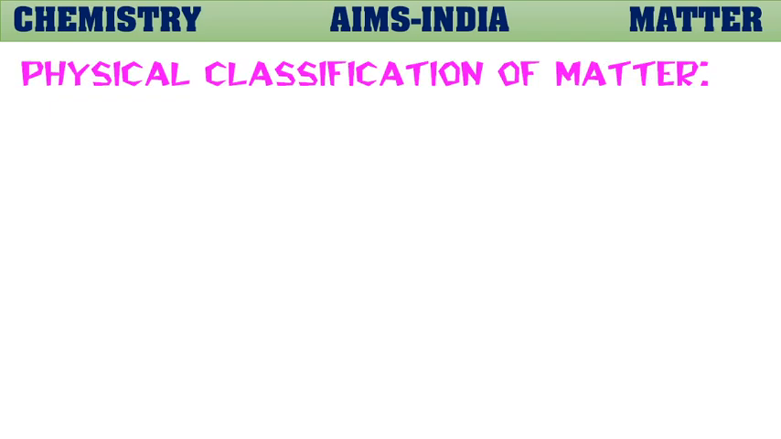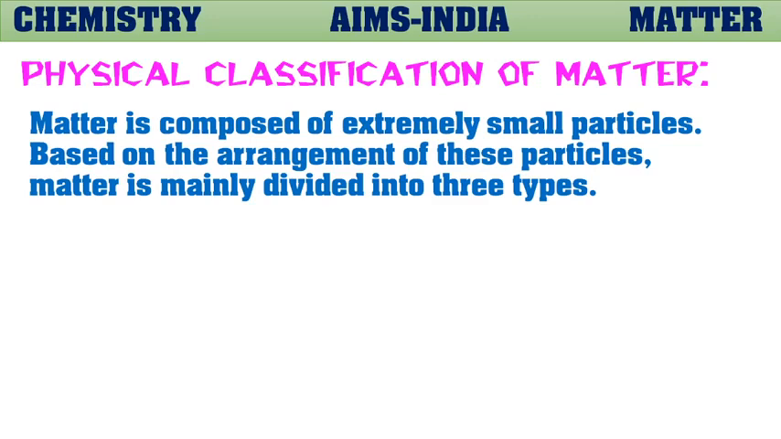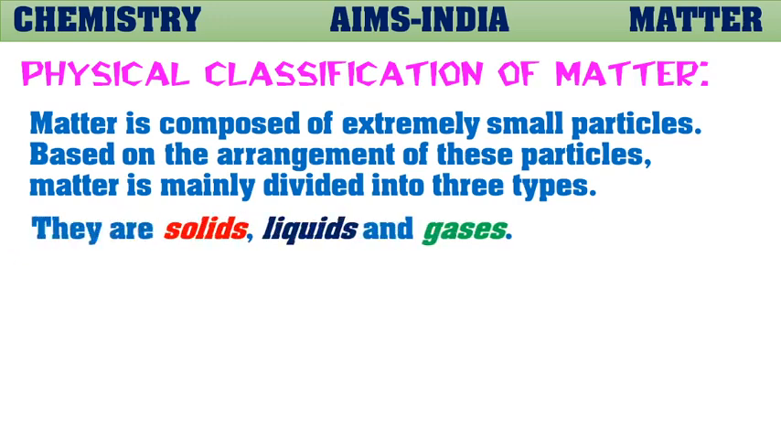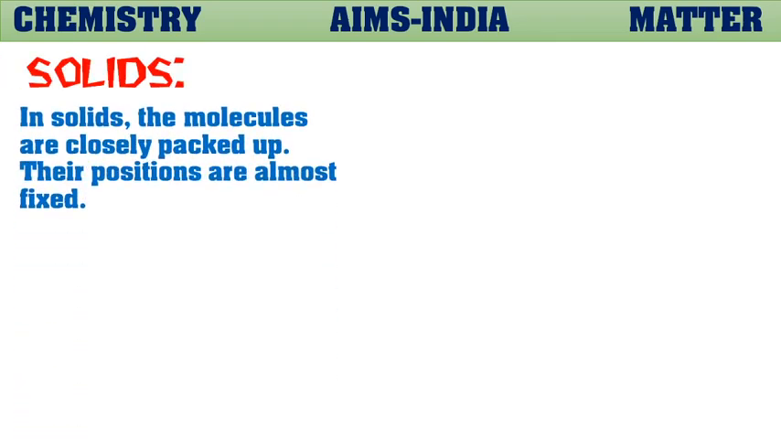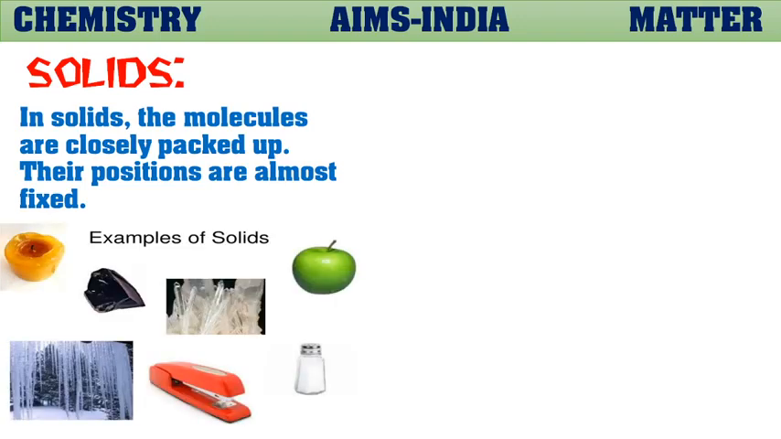Now let us talk about the physical classification of matter. Matter is composed of extremely small particles. Based on the arrangement of these particles, matter is mainly divided into 3 types. They are solids, liquids, and gases. First, let us talk about solids. In solids, the molecules are closely packed. Their positions are almost fixed.